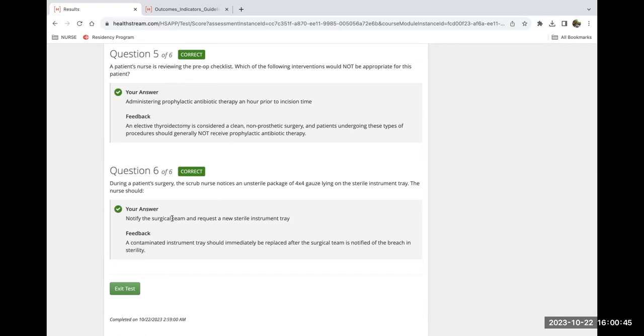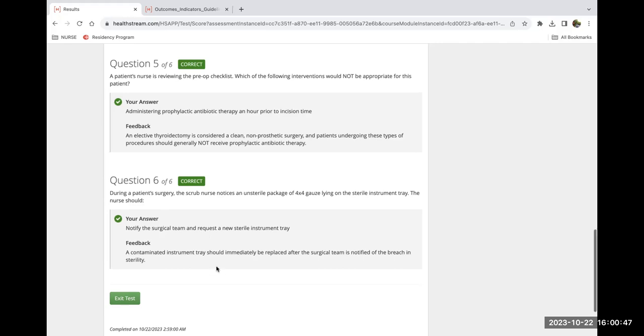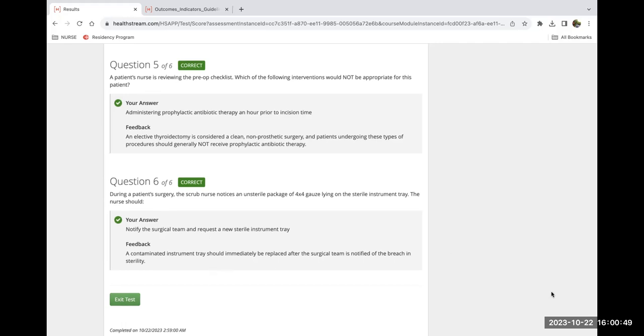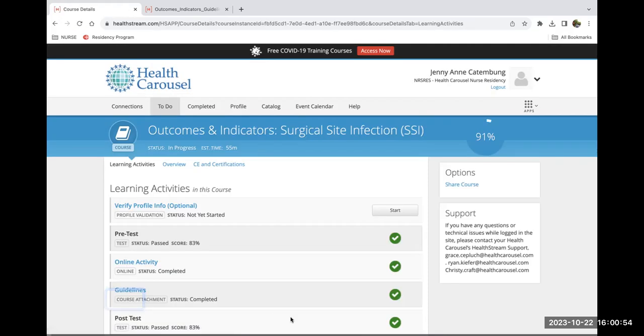Notify the surgical team and request a new sterile instrument tray. Okay, I'm done. Thank you. That's the end of this module.